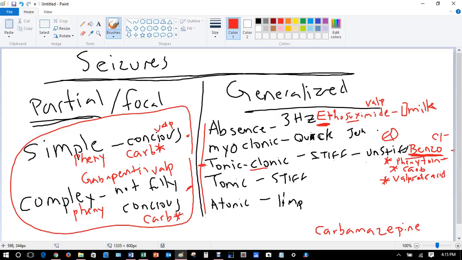So yeah, lots of stuff there. Last one for phenytoin was osteopenia. And now let's move on to our review.